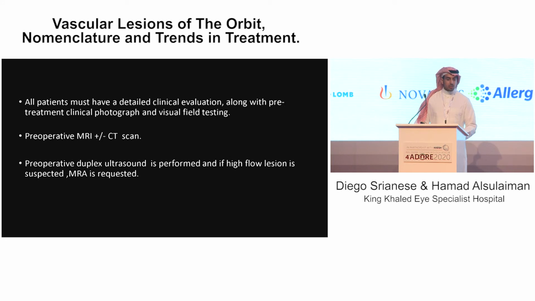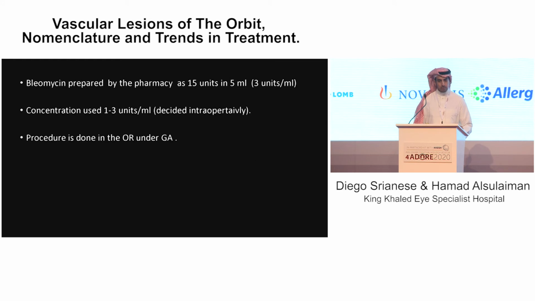So in KKISH, last year we did 5 cases of bleomycin injection in the treatment of orbital lymphatic malformation, and we have 5 more under evaluation now. We do detailed clinical evaluation along with pre-treatment clinical photographs and visual field testing. For each patient, we do MRI, and sometimes we add a CT scan. Duplex ultrasound is performed, and if there is a suspicion of a high flow lesion, we do MRA.